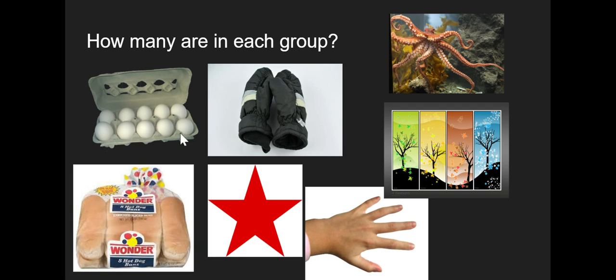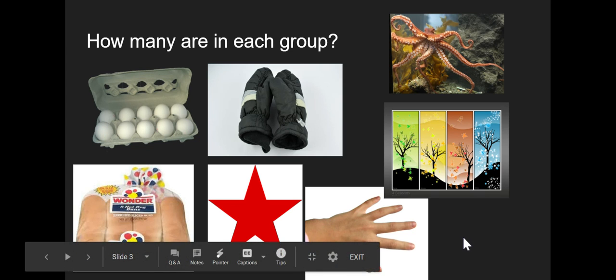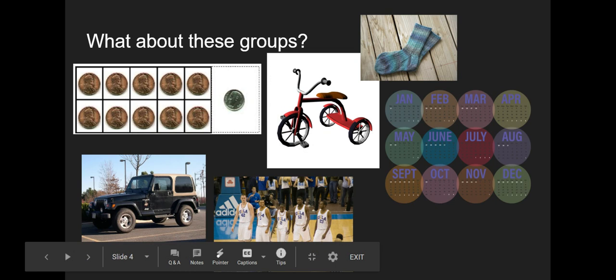This picture is kind of funny because eggs usually come in a group of 12, and we call a group of 12 a dozen. But can you see what's wrong with this picture? This picture is actually only showing 10 eggs. That's kind of unusual. I would say that eggs come in a group of 12.